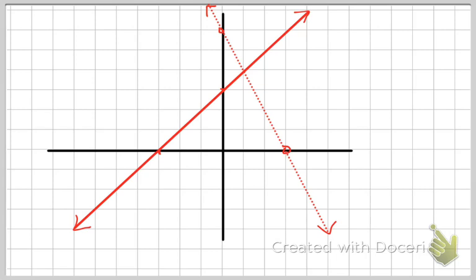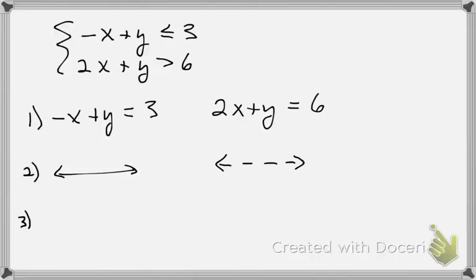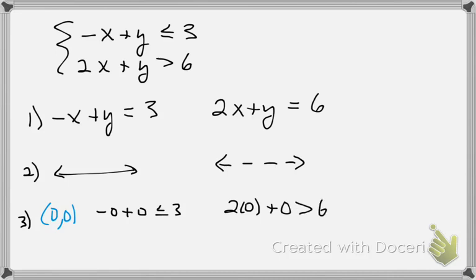So how many regions do I have? There's 4 regions. But how many test points do I need? Just 1. Now, in theory, just 1. You can do more if you need. Can I use 0, 0? As long as the line doesn't go through it. So let's see what happens. So when I test using 0, 0, that means -0 plus 0 is less than or equal to 3. And it means 2 times 0 plus 0 is greater than 6, right?